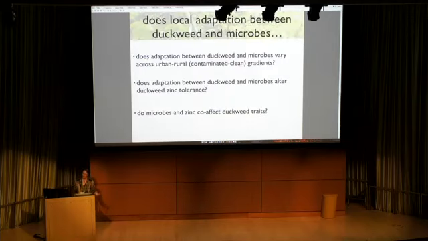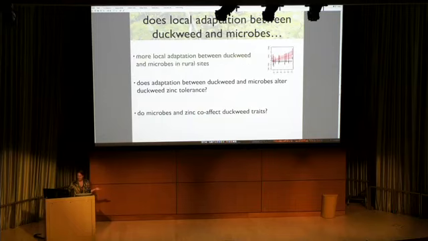So to sum all this up, as to whether or not adaptation between duckweed and microbe is varying across this urban-rural gradient, the answer is yes. I just want to point out at this moment that I can't tell you where this effect is coming from. It could be adaptation in the duckweed, or it could be adaptation or changes in community composition on the microbe side of things. At this point, there's something looking like local adaptation in the interaction, but where it's coming from is unclear.